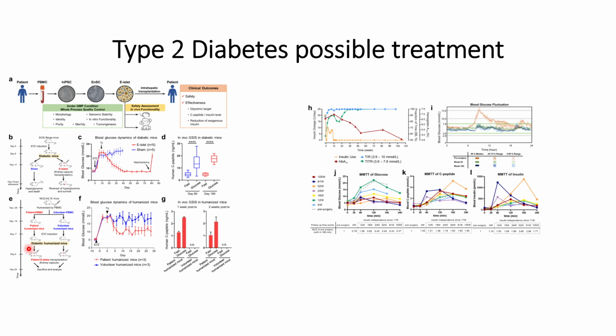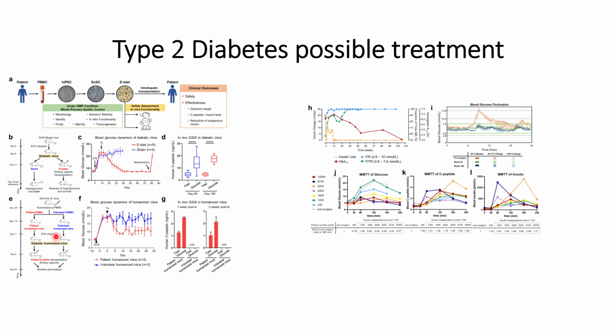However, in this case both the mice survived because the volunteer PBMC mice do not have diabetic conditions, whereas the patients' PBMC mice have diabetic conditions.